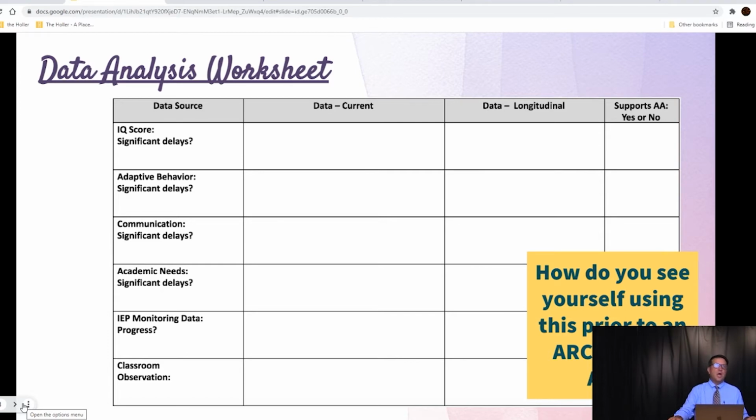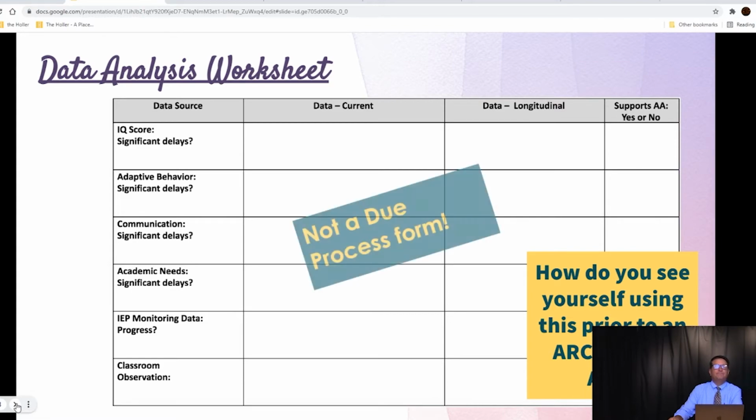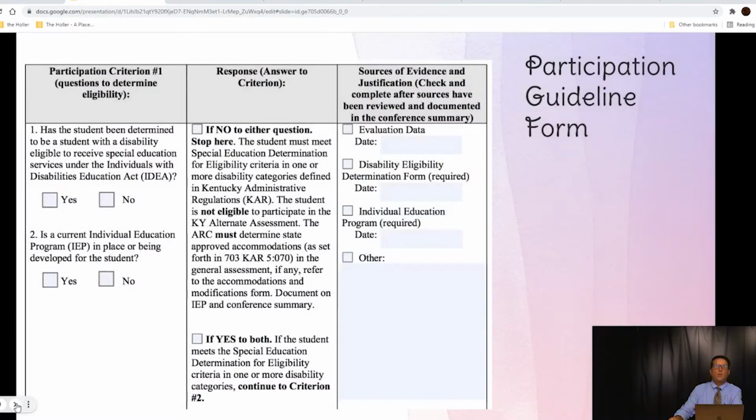So this is an optional piece of documentation, and certainly a good scaffold or a guide for you as you learn to answer these questions with data. And it's so important to have the data to support the decision. It's not a due process form, as we said. It's just one that you can use.